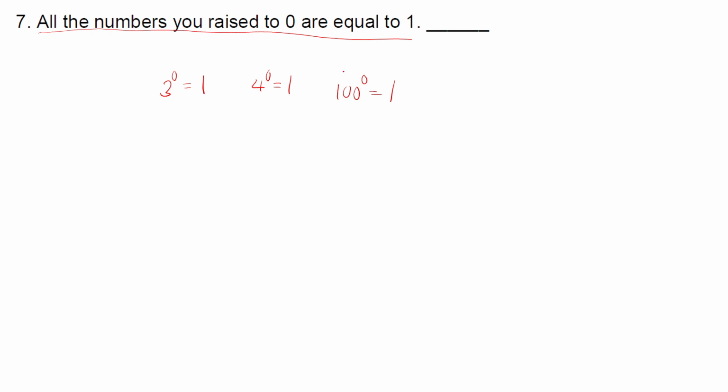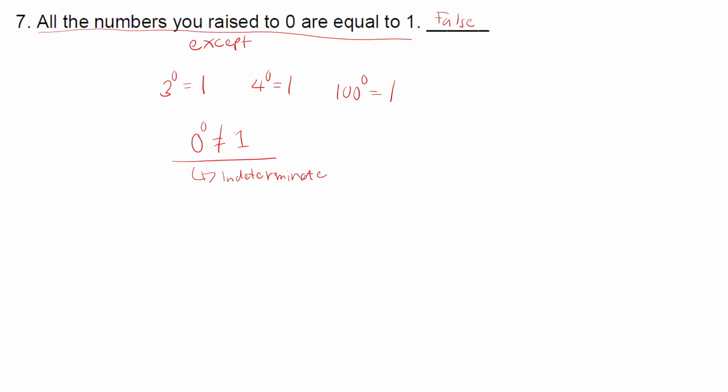However, this one is false because this should have an exemption. It should say except 0, because 0 raised to 0 is not equal to 1. Okay? Please remember that one. Actually, this is called indeterminate.